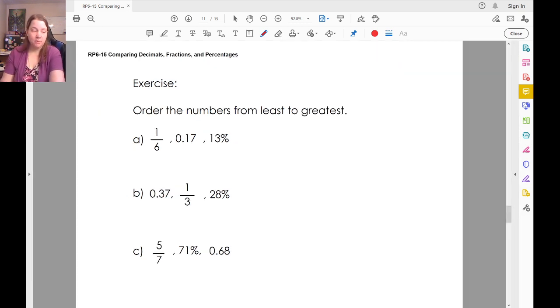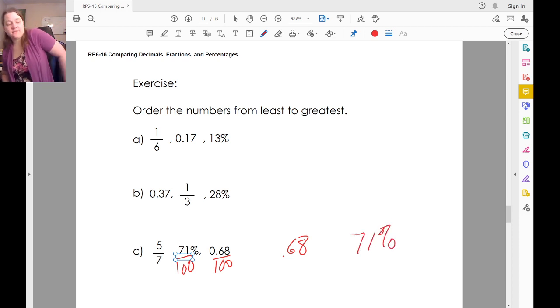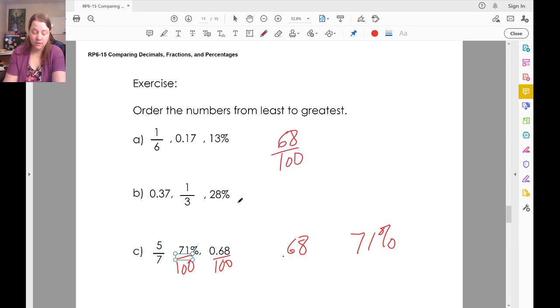For our last problem, we have 5/7, 71%, or 71 over 100, and 68 hundredths, or 68 over 100. So I know that 0.68, 68 hundredths is smaller than 71%. I can tell that there. But then I have this 5/7, and I don't know where 5/7 is going to go. This one might take me a second to figure out. So I'm going to start off with 0.68, or 68 over 100, compared to 5/7.